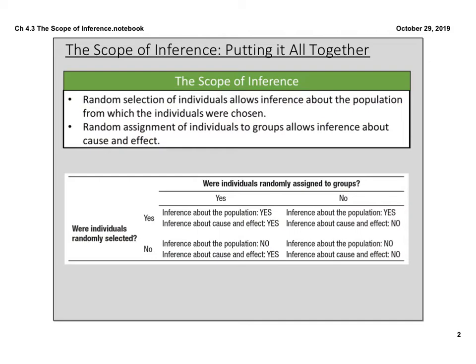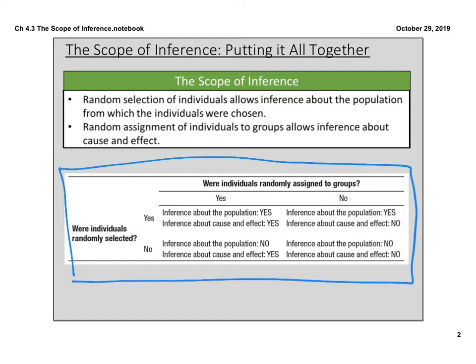So I want you to take a look at the table that's at the top of page 304. It's this table right here. This is a table that you are going to refer back to quite a bit for the rest of the year. As we start running tests on our experiments and trying to make inference about a population, we're going to look back at this table throughout the whole time. So it says the scope of inference.